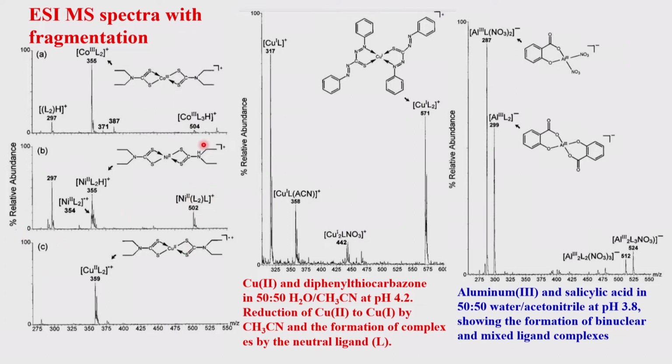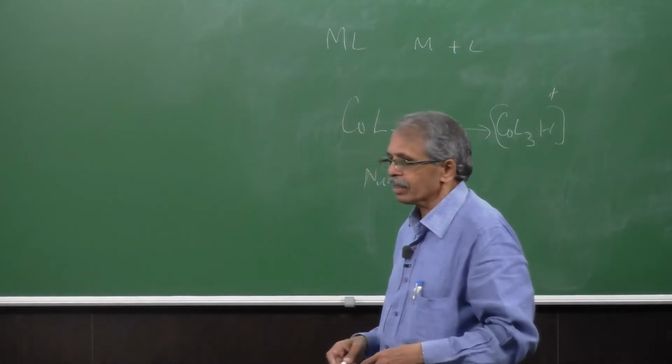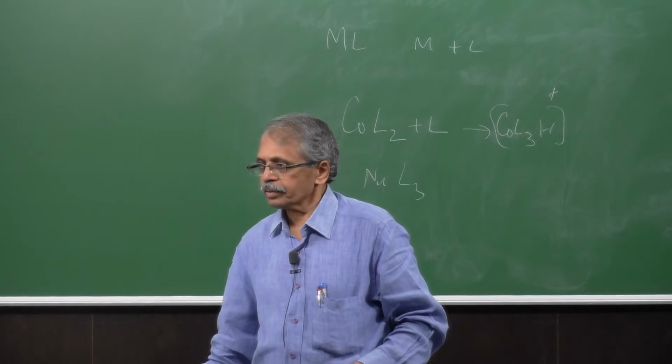Then you have another peak with the nickel with the 2 L's, and 1 more L adduct is formed. It may not have been coordinated, but an adduct is formed. So, it is equivalent to nickel with L3 kind of thing. So, L2 plus L, so L3. That is the species you can find.